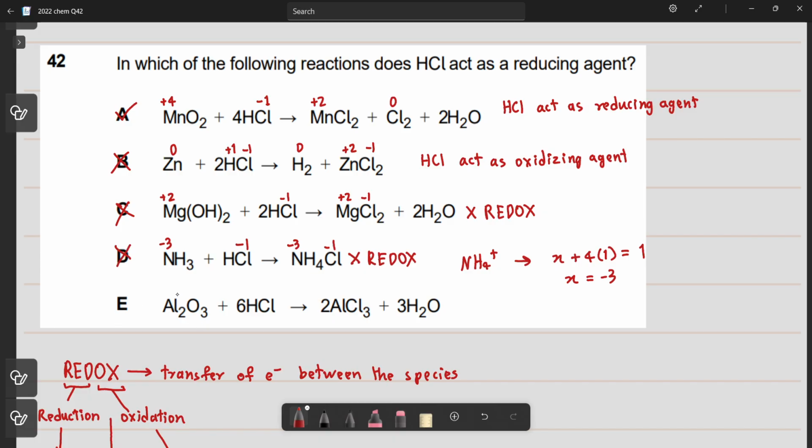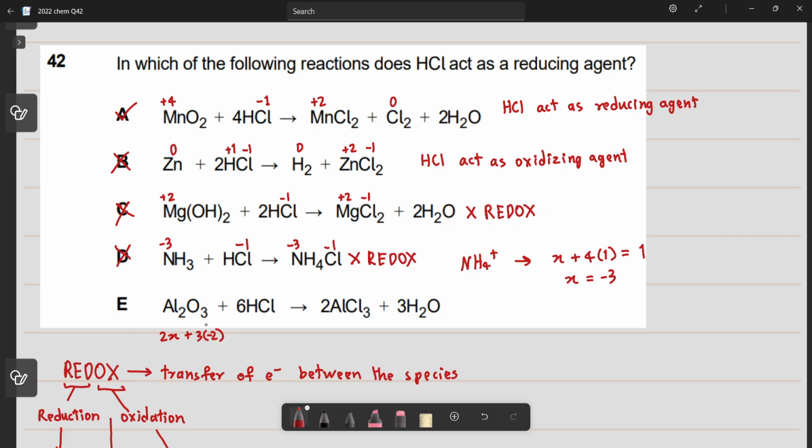Now option E, aluminium oxide reacting with hydrogen chloride giving aluminium chloride and water. This is also an acid-base reaction, because aluminium oxide can also act as a base, as it is an amphoteric oxide. And yes, overall there's no change in oxidation state. I'm going to write here clearly: I'm going to consider this as 2x plus 3 times -2.